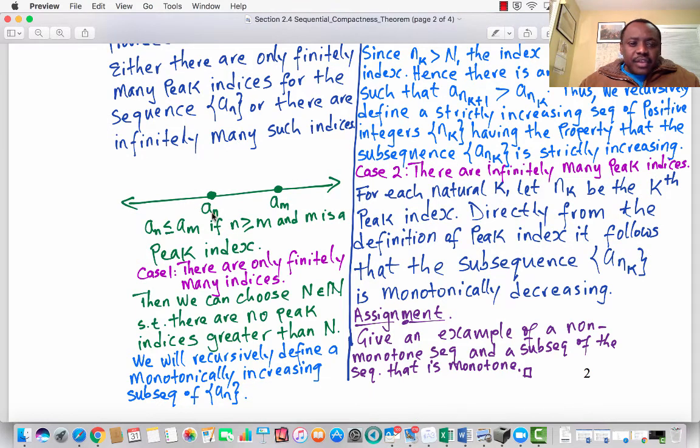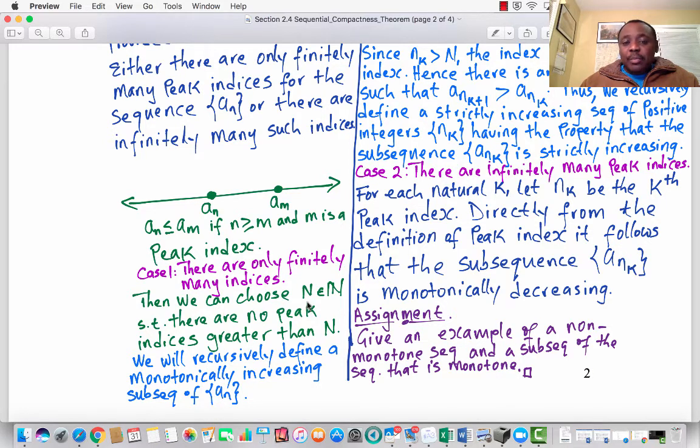So right here we have a_n and we have a_m. So a_n is less than or equal to a_m if n is greater than or equal to m and m is a peak index. So case 1, there are only finitely many of such indices.